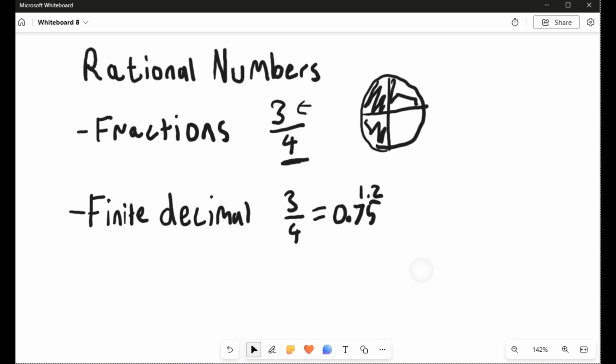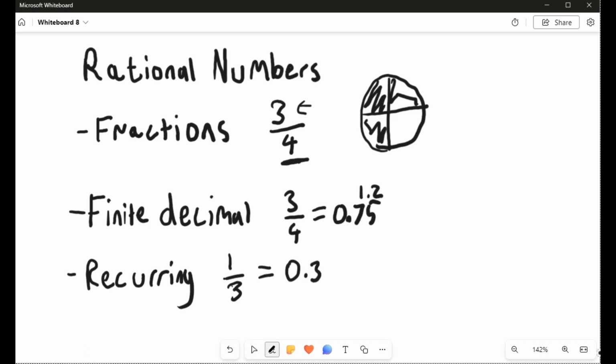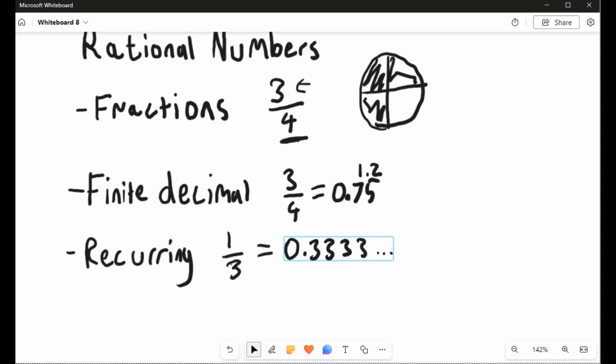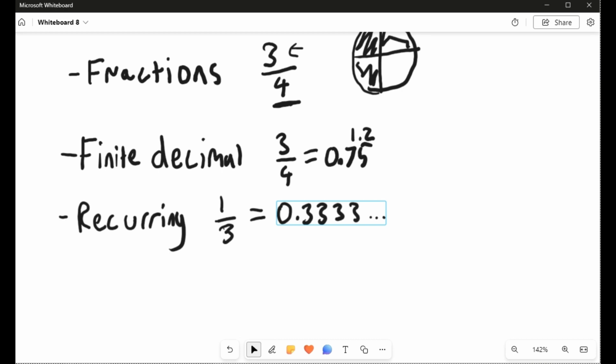My final type of rational number is the recurring number. A good example of a recurring number is the number 1/3. If I'm to represent 1/3 as a decimal, I would have to do 0.3333, and these threes would go on forever. So unless I have an infinite amount of time, I'm never going to be able to represent this number the same way I did my finite decimal.